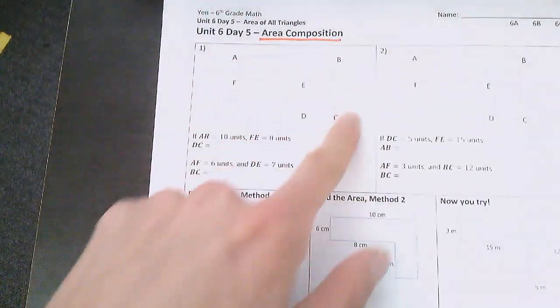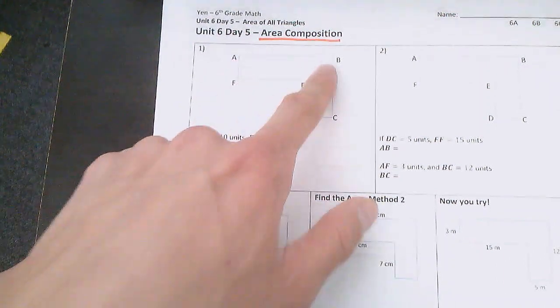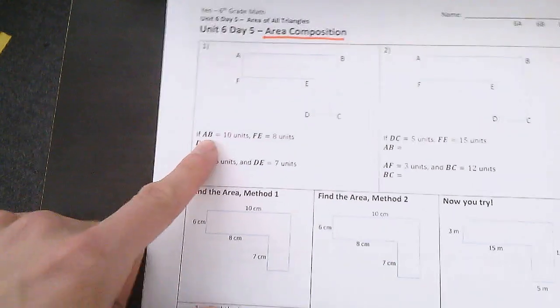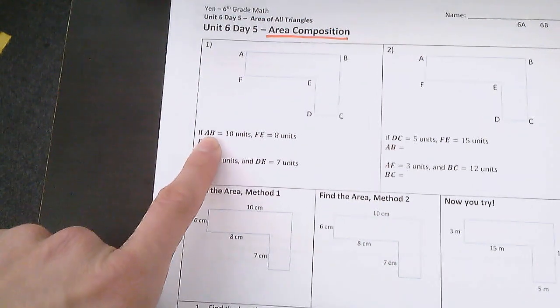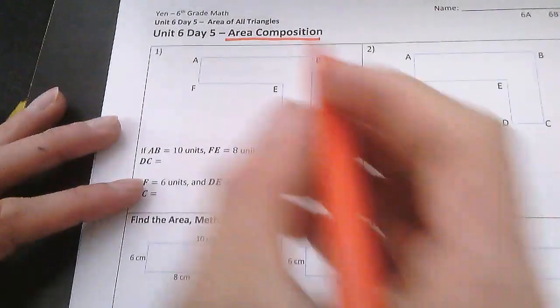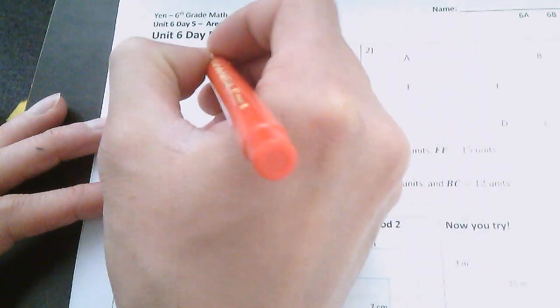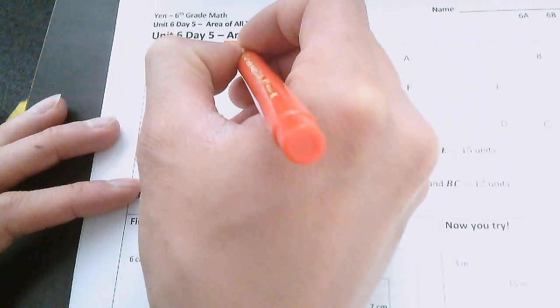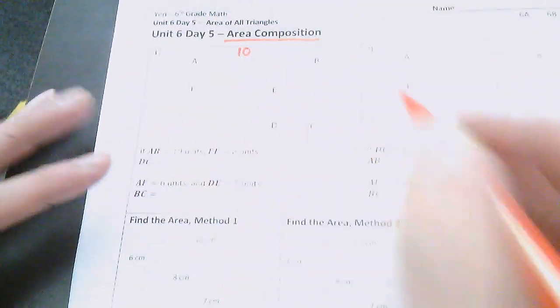Let's take a look at the first problem. We have this shape right here. Each of the corners is labeled with a letter. So it says if side AB is 10 units. So let's go ahead and label side AB. Here's A and here's B. So this is going to be 10, okay?